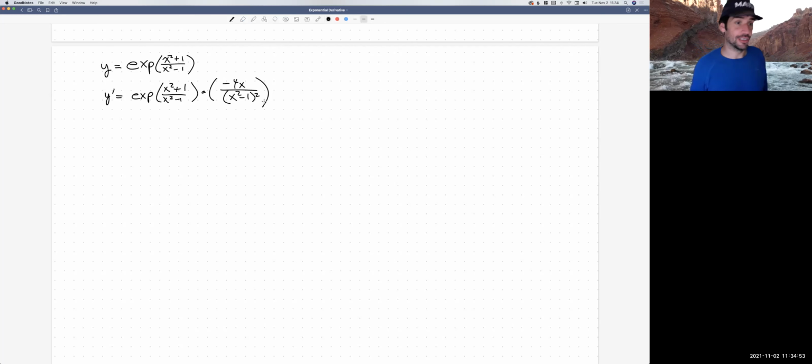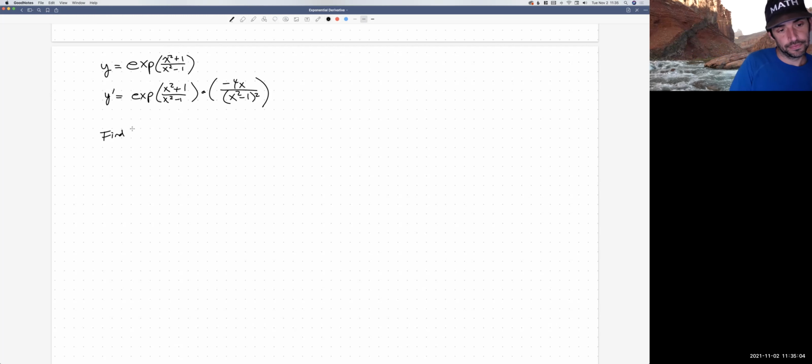Let's remind ourselves what this derivative does. The derivative, of course, tells us the slope of the tangent line. Let's find a tangent line for this function. Let's look at the point at x equals the square root of 2.